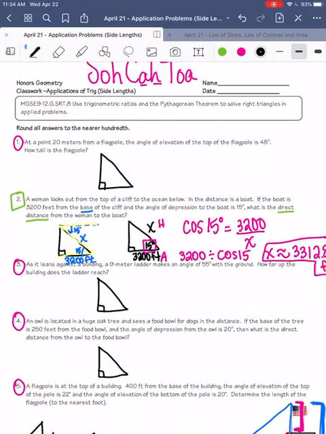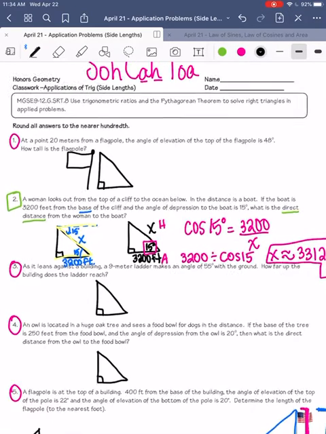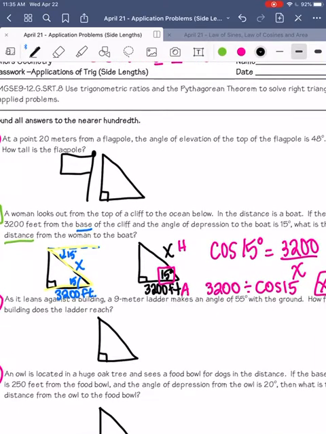All right, so number 1 says, at a point 20 meters from a flagpole, so the flagpole is going to be here, right? I'll try to draw a flag. There's our flagpole. The angle of elevation to the top of the flagpole is 48 degrees. How tall is the flagpole? So this is what we're looking for, our x. 20 meters, sorry, not feet, from the flagpole is going to go there. And then the angle of elevation is 48 degrees. It's going to go here. Okay, so that's how we do that one.